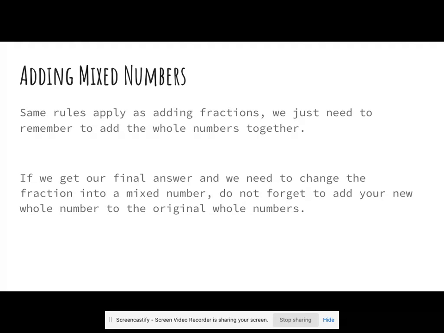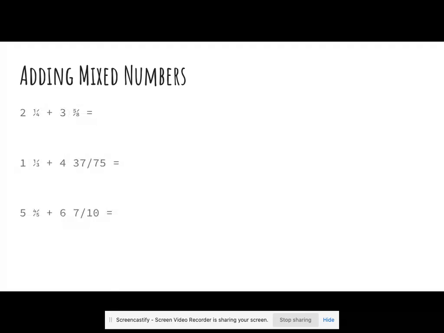Our final answer, we need to take and make the improper fraction into a mixed number. Well, students do that, but then they forget to add those original whole numbers back to the new mixed number that you got. So we're going to need to make sure that we're careful when we see that.